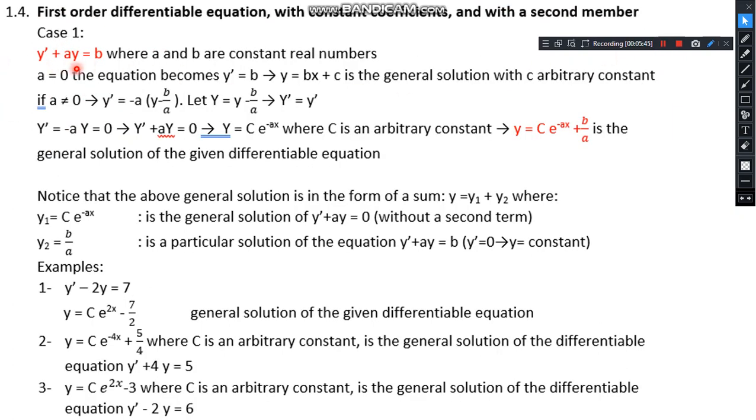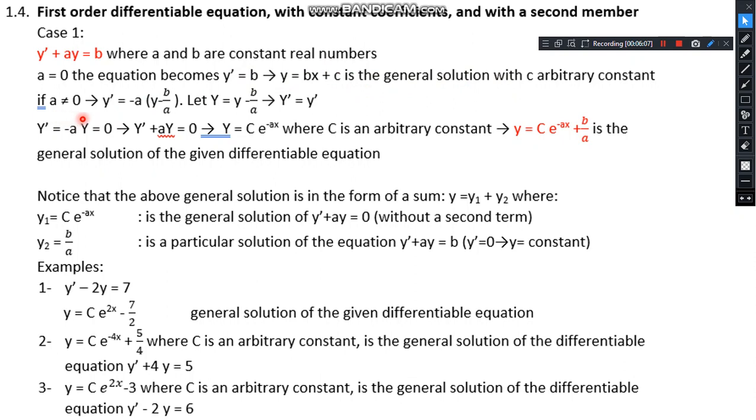Now if you have the form y prime plus ay equal to b, where the coefficient is constant, but we have a second member here like b. y prime plus ay equal to b. If a is 0, we have y prime equal to b. So dy over dx equal to b. So dy will be b dx. If you integrate both sides, you have the general solution.